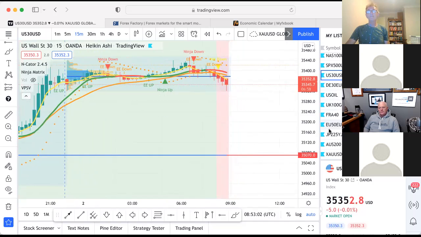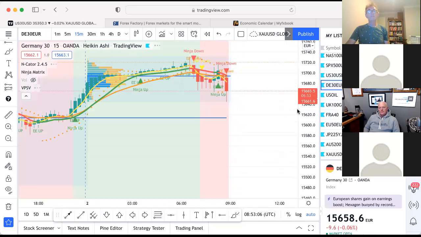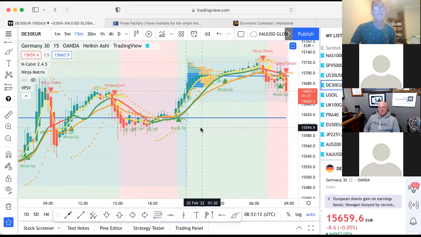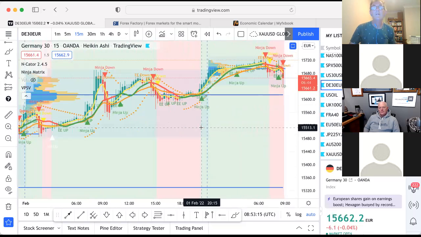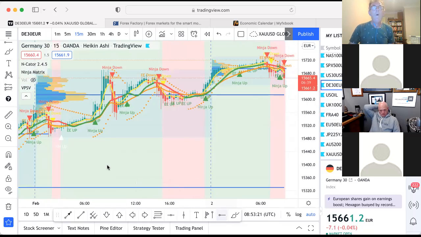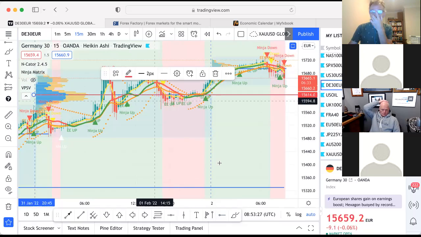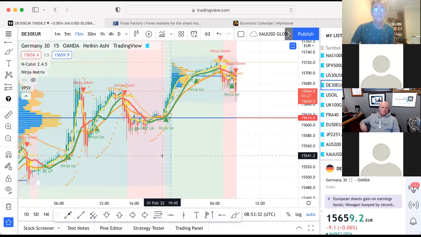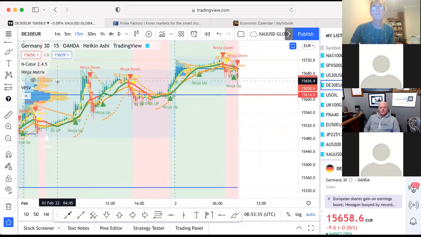Let's have a look at another one I've been looking at. I've been looking at German 30, and so this is the point of control here from yesterday. Put it there. There we go. So we're above the point of control. Are we in the field of play? We just wicked into the field of play.